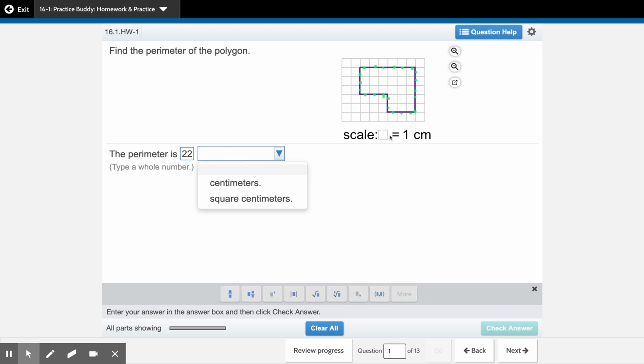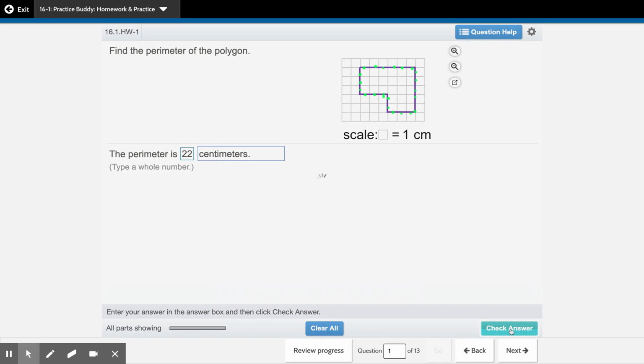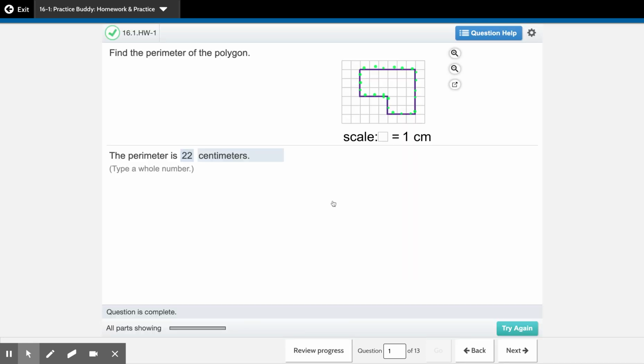And when I'm picking whether it's centimeters or square centimeters, we use square centimeters for the area, but for perimeter we just use centimeters. So my answer would be centimeters.